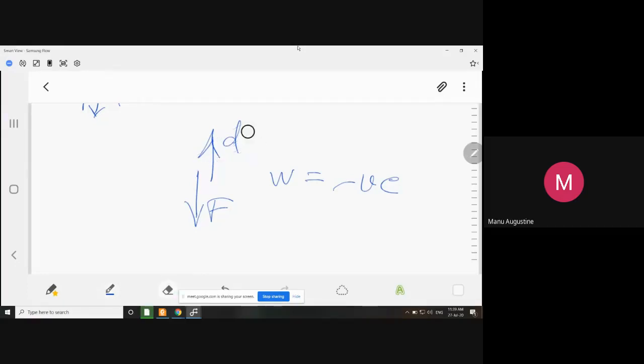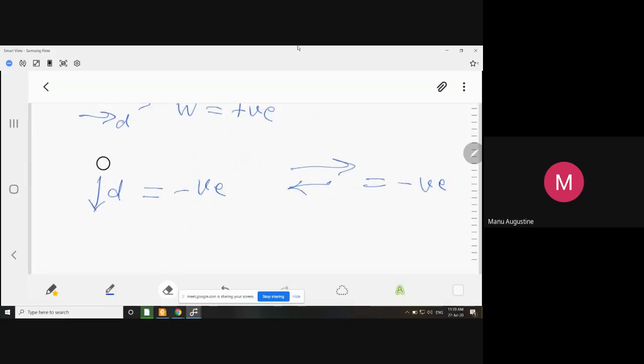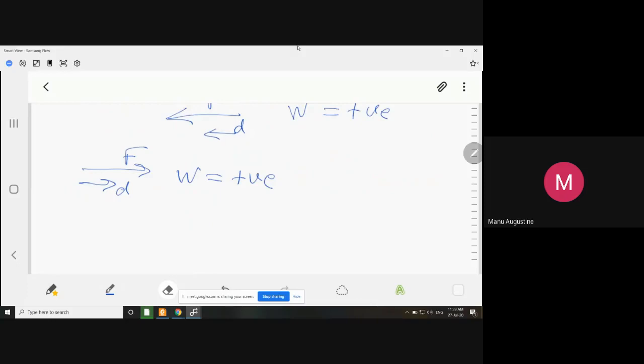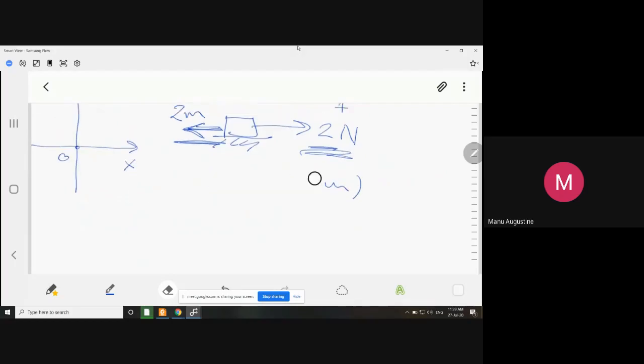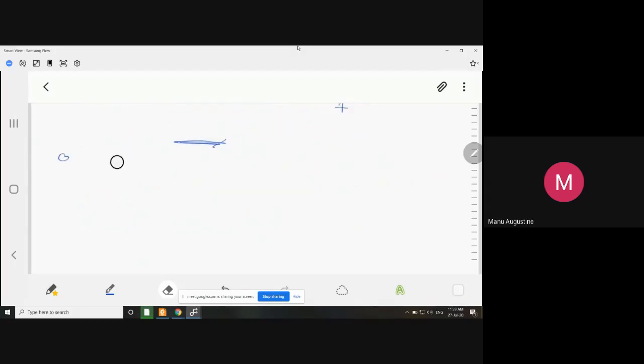Okay. Now, you have understood the concept of work in rotary mechanics also. You have understood the concept of positive work, negative work also. And now let us move on to the actual topic of your engineering mechanics, which goes by the name of virtual work.